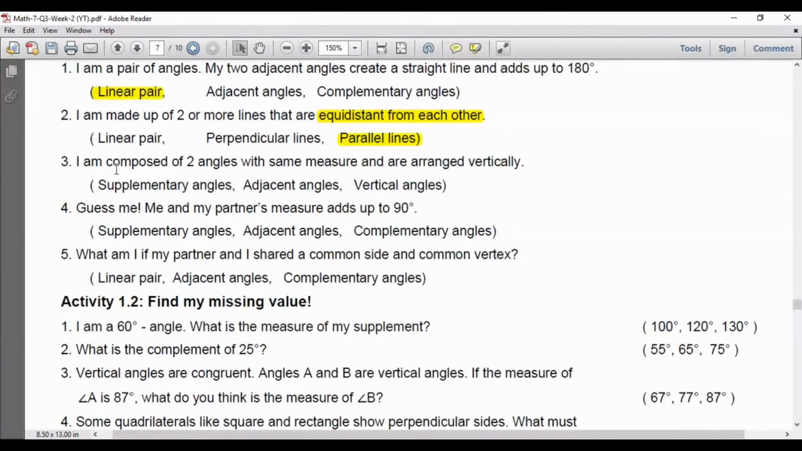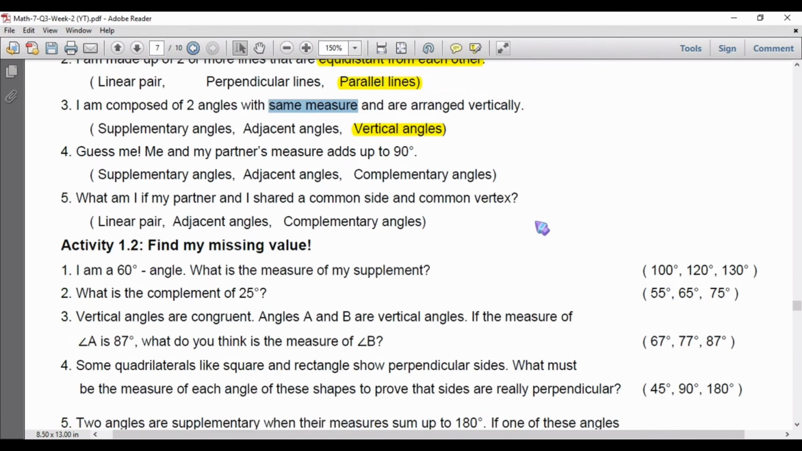Okay. I am composed of two angles with the same measure and are arranged vertically. So, vertical angles. Two angles with the same measure. Okay, guess me. Me and my partner's measure adds up to 90 degrees. Anong sinusukat nila? Okay, so, ano yun? Yun ay complementary angles.